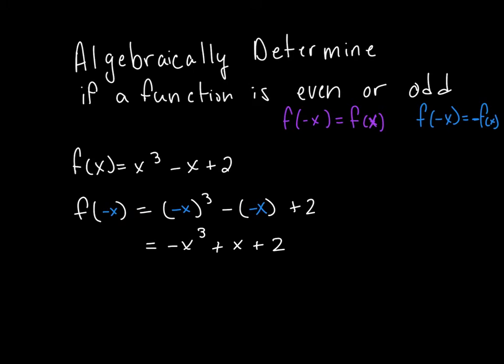Now let's take a look at our signs. Our original function had a positive, then a negative, and then a positive. If I look at my new function, all of the signs are not the same. x doesn't stay positive. So right away, as soon as this goes from positive to negative, we know it is not even. For it to be even, all of the signs must be the same as the original function.